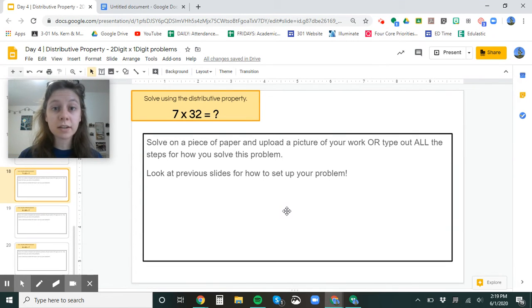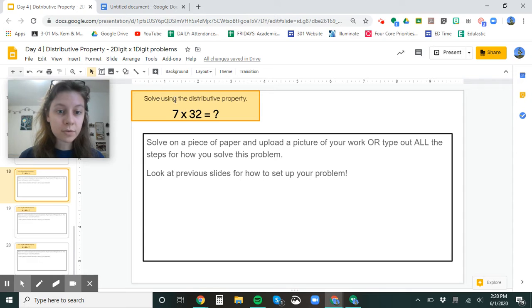So we've seen a 2-digit by 1-digit multiplication with base 10 blocks, with an area model, with some scaffolding. Now it's time to do it without any of that. We're going to try and do this on our own, and we got this. So here's how we're going to solve this.